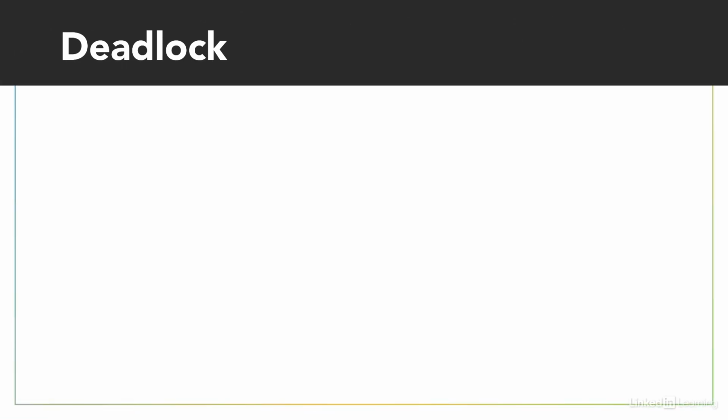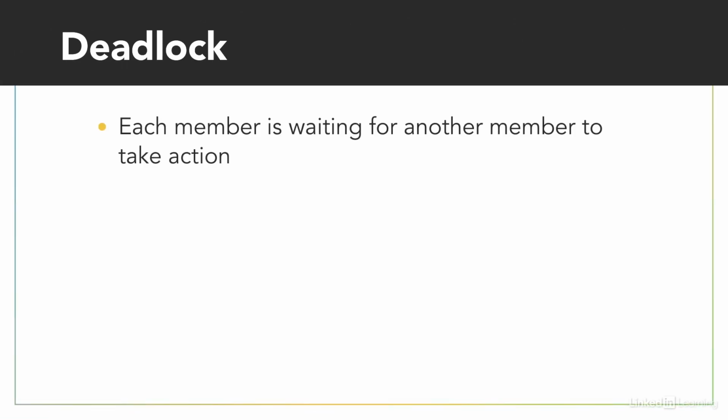If I get hungry again and pick up the chopstick closest to me, and I also get hungry and pick up my close chopstick, I see we've come to an impasse. We've both acquired one of the two locks that we need, so we're both stuck waiting on the other thread to release the other lock to make progress. This is one example of a situation called deadlock. Each member of a group is waiting for some other member to take action, and as a result, neither member is able to make progress.